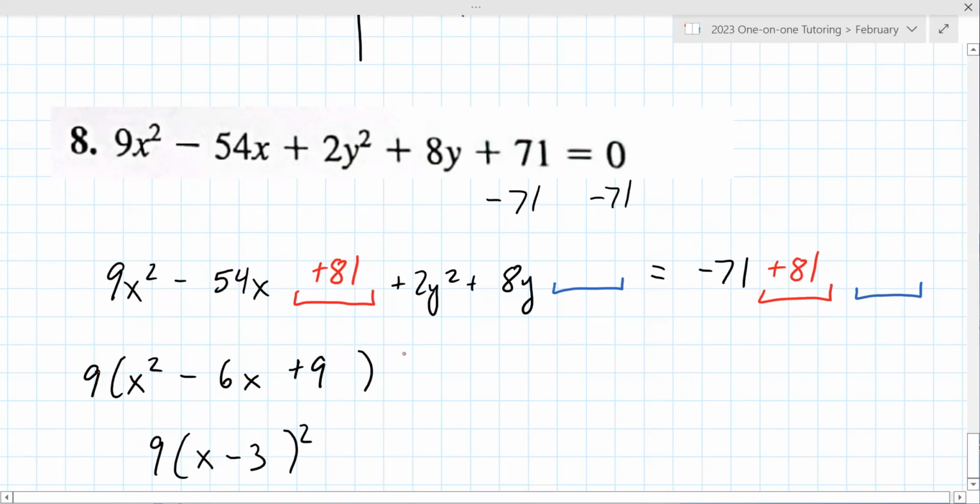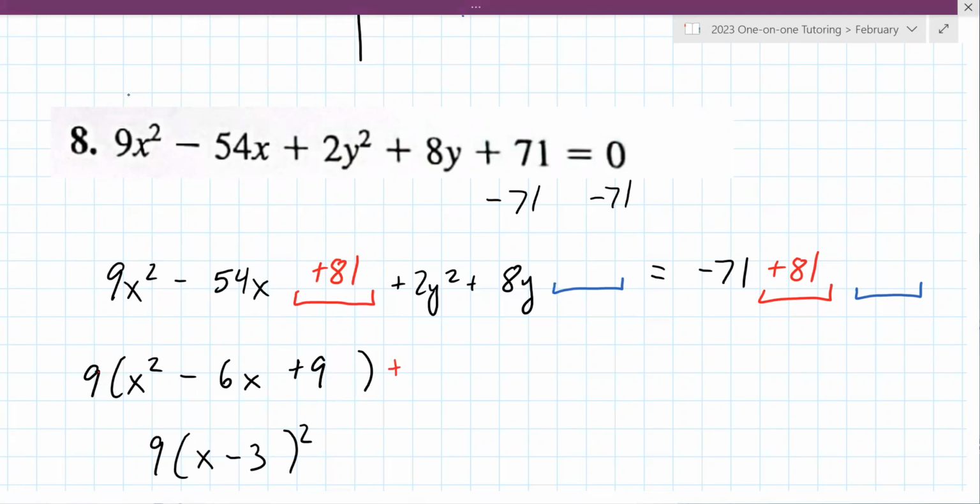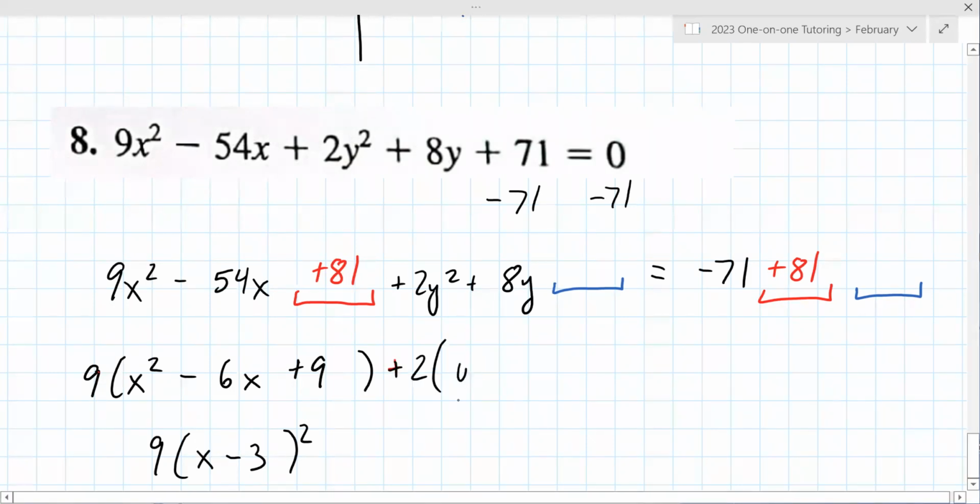All right, so now we're going to do the same thing. We're going to factor out a 2. So it's y squared plus 4y, leave a space. What goes in the bottommost parentheses? Because you do work it down first. What goes in here?